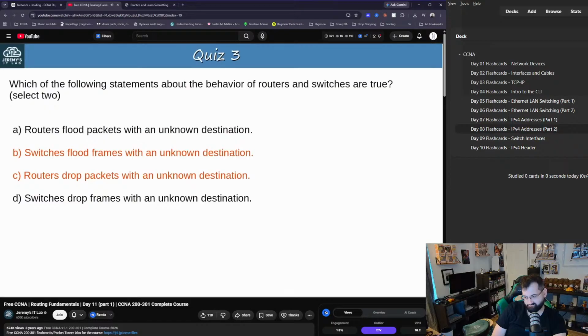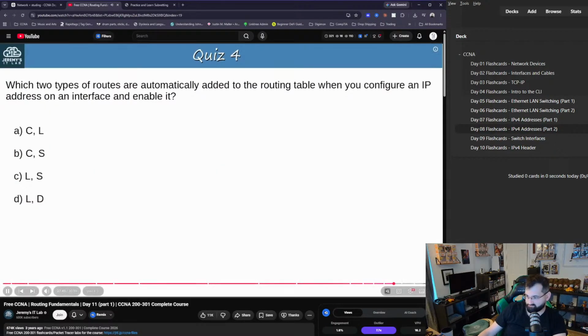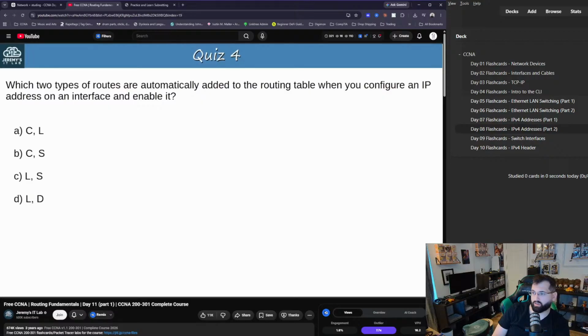Okay, let's go to question 4. Which 2 types of routes are automatically added to the routing table when you configure an IP address on an interface and enable it? Pause the video now to select the best answer. So I think it's C and L. I know it's L. Local is the /32.